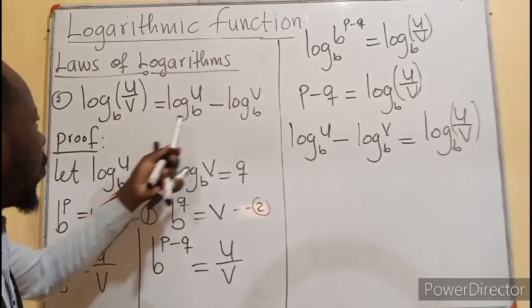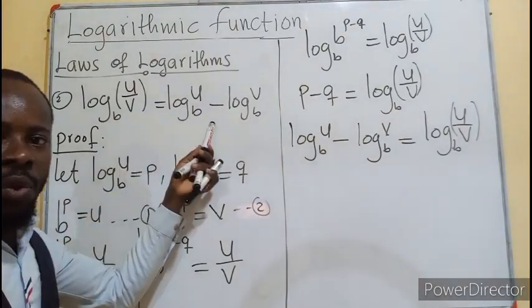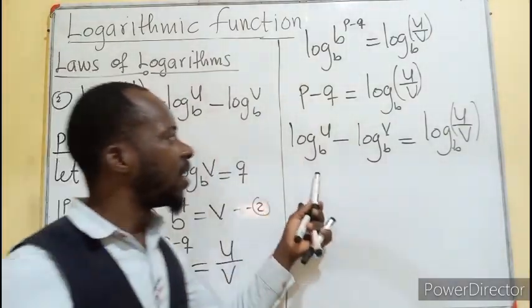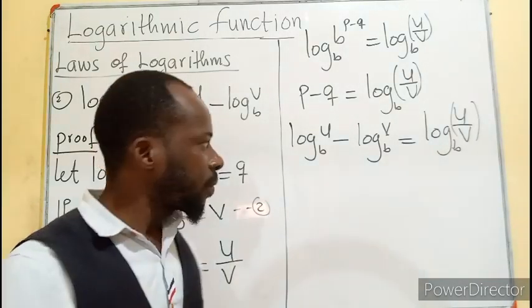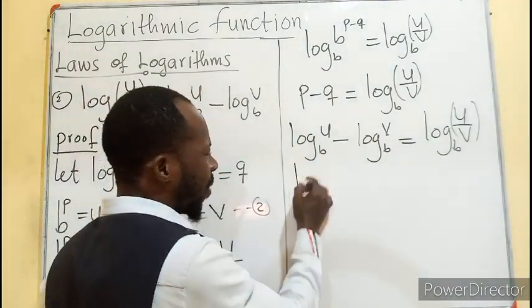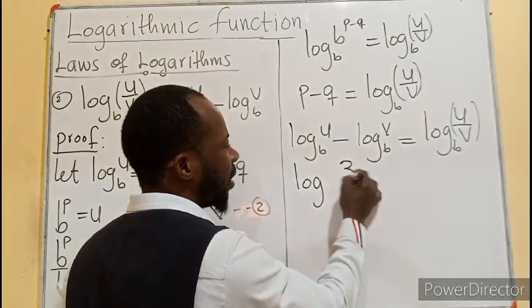You see that we have gotten what we have. The left is equal to the right, which simply means that the right is also equal to the left. So if in case we have a quotient, we have to simplify.